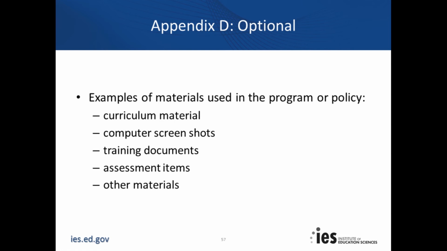So the difference between Appendix C and Appendix D is that Appendix C contains measures and information you are using in your evaluation, while Appendix D contains measures and materials being used in the program or policy you are evaluating. Again, do not include narrative text in Appendix D.